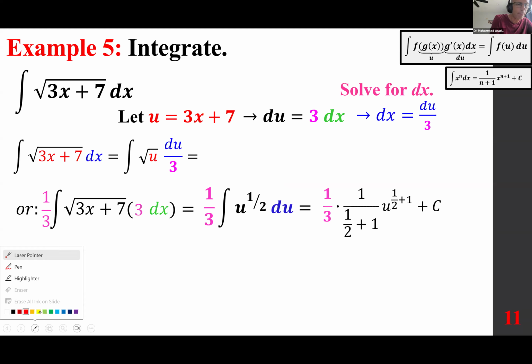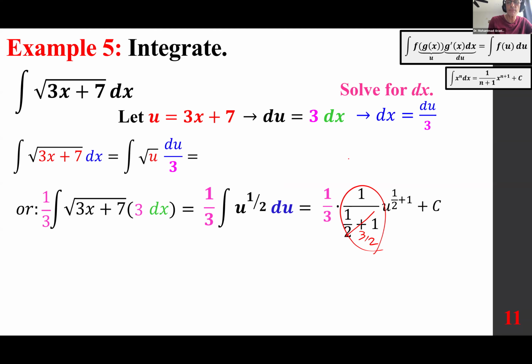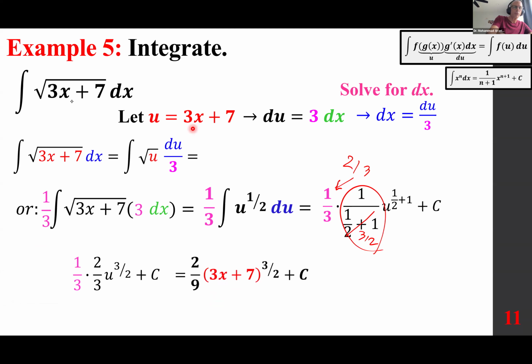This is 3/2. This is 2/3. And their product, u to the power of 3/2. The product is, of course, 2 over 9. So we have 2 over 9, u to the power of 3/2, and we're going to replace the u. Because we like to put it back in the same format, I hope you remember from elementary algebra, this is 2 over 9, 3x plus 7 times square root of 3x plus 7 plus a constant. That is the final answer, everybody.